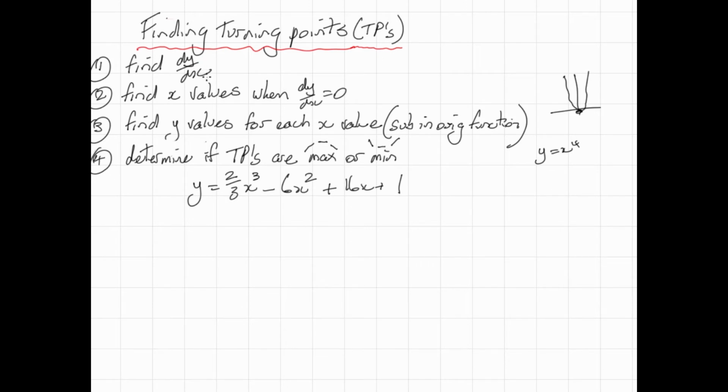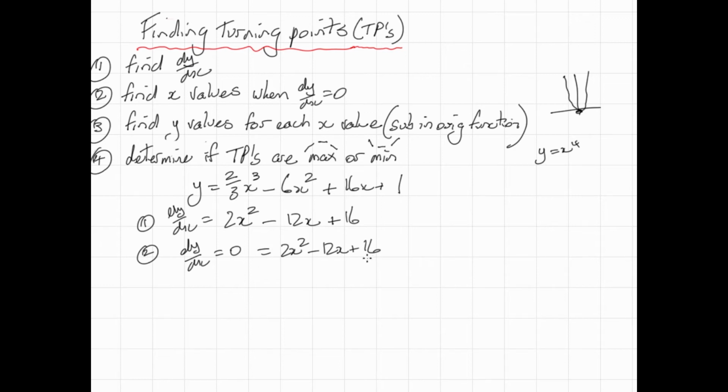Our first one is to find dy dx. So dy dx, so we'll do step 1, find dy dx. And when we multiply 3 times 2/3, we'll get 2x squared minus 12x plus 16. And so we've done our first step, and that is to find dy dx. The second one is find x values to make dy dx equals 0. So we'll do step 2, dy dx equals 0. But what is dy dx equal to? It's equal to this, 2x squared minus 12x plus 16.